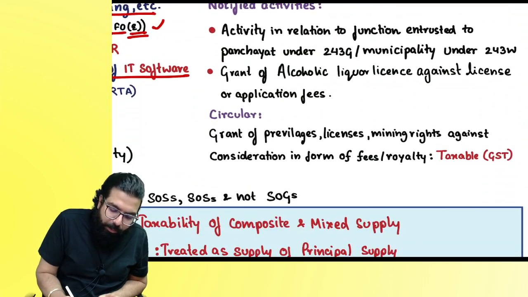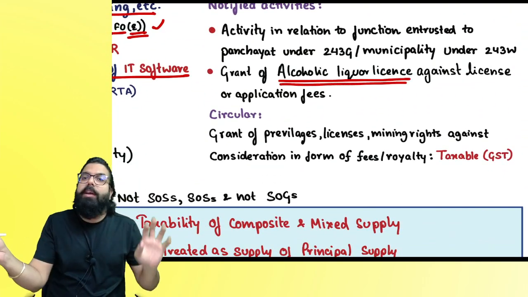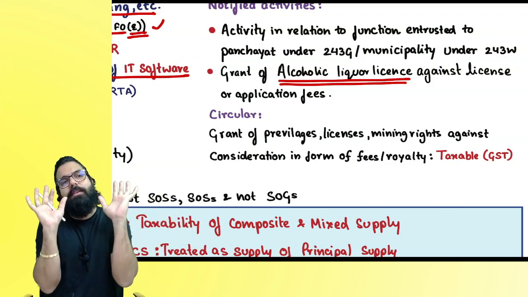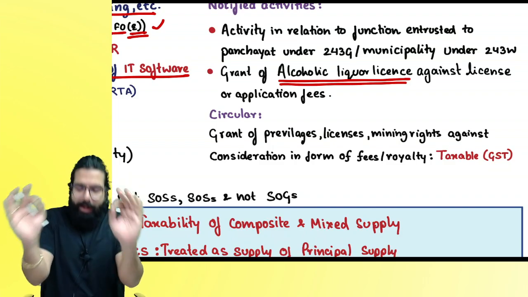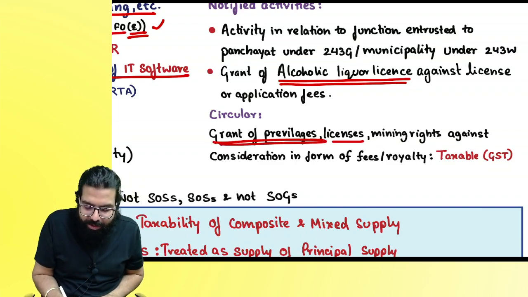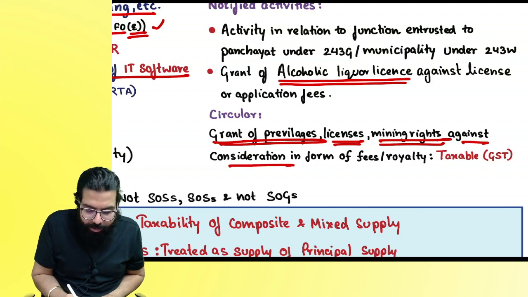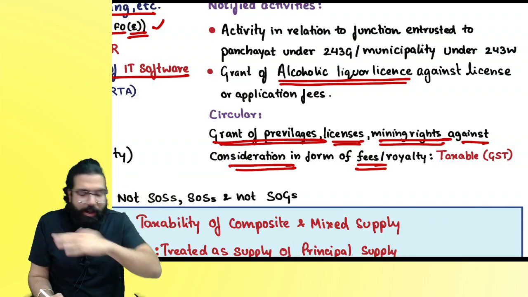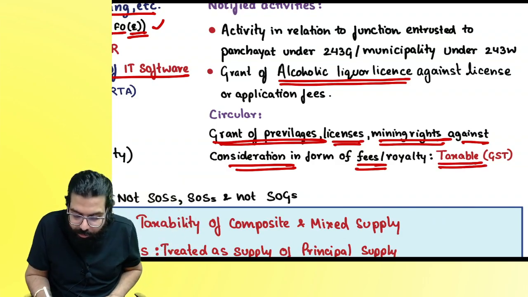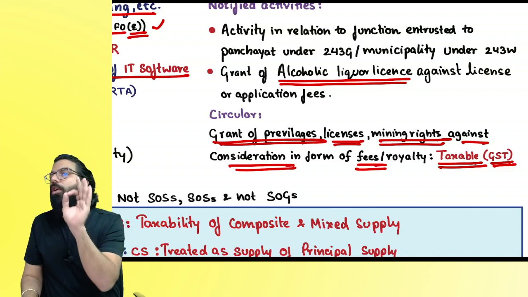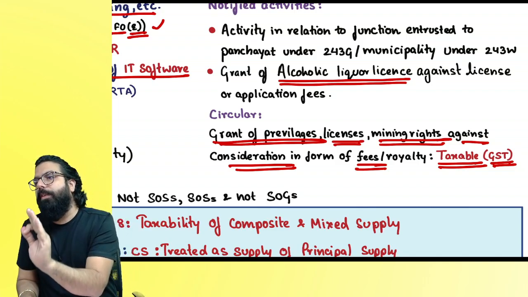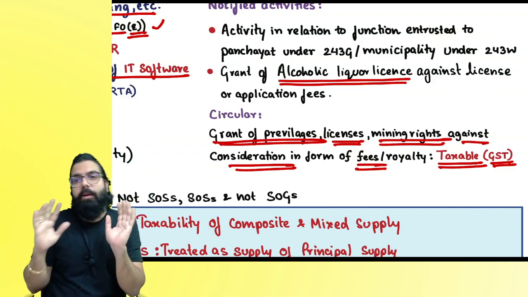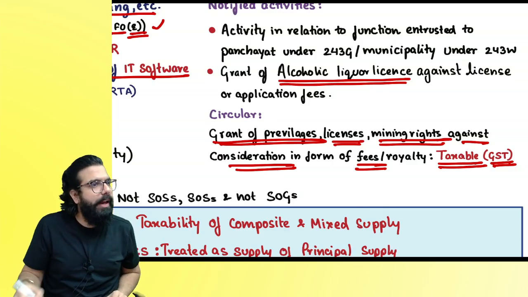Now, sir, people went ahead and asked, when the state government is giving an alcoholic liquor license, there is no GST on that, so does it mean the state government giving all licenses has no GST? No, Baba, no. Any other grant of privileges, license, mining right against consideration in the form of fees, if the state government is collecting fees or royalty, still Baba, GST will be applied. Only on the alcoholic liquor license there will be no GST, when the alcoholic liquor license is being supplied by the state government to the public. Public means whoever is buying it. Can I go ahead, everyone?